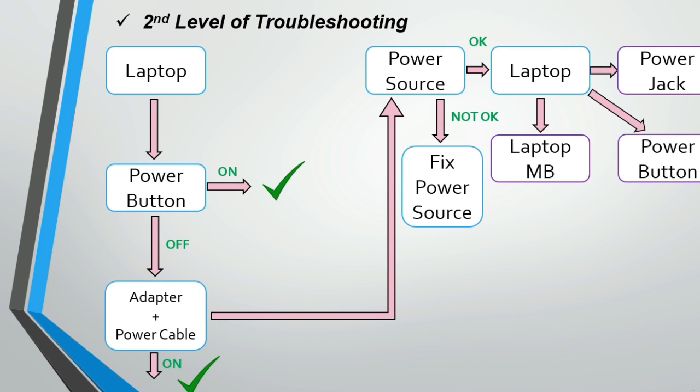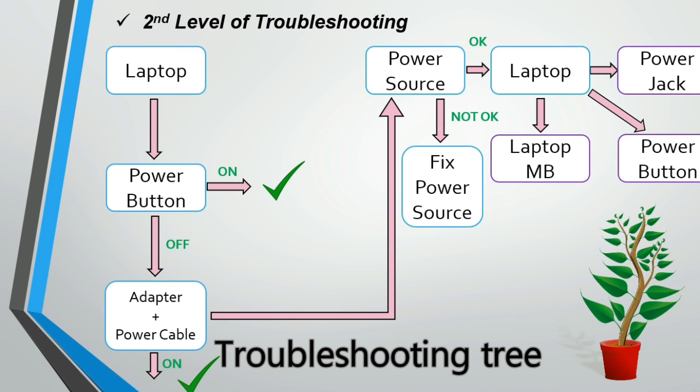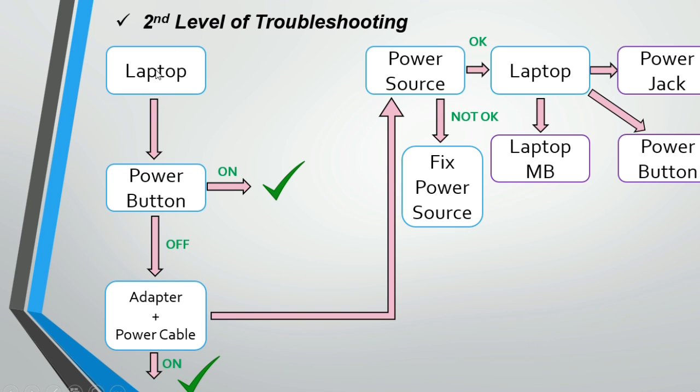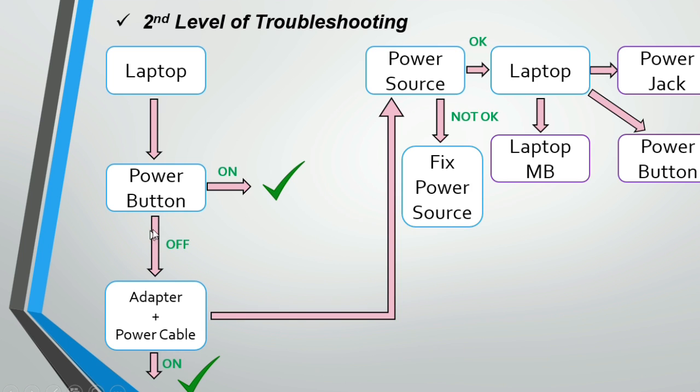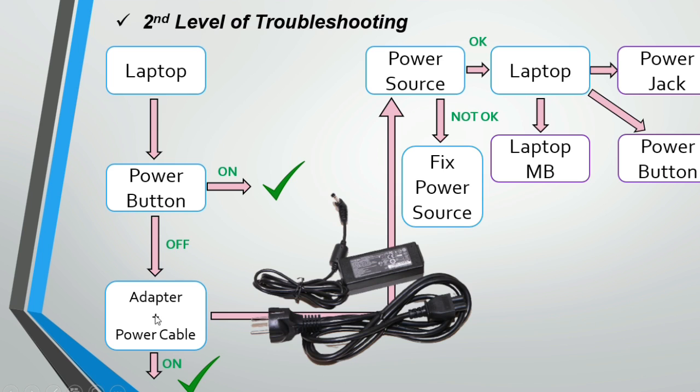Here we have the troubleshooting tree that we will study. Here we have the laptop, and this is the power button. When we press the power button, we have two states: the laptop turns on or the laptop stays off. If the laptop is off, we should check the adapter and the power cable.